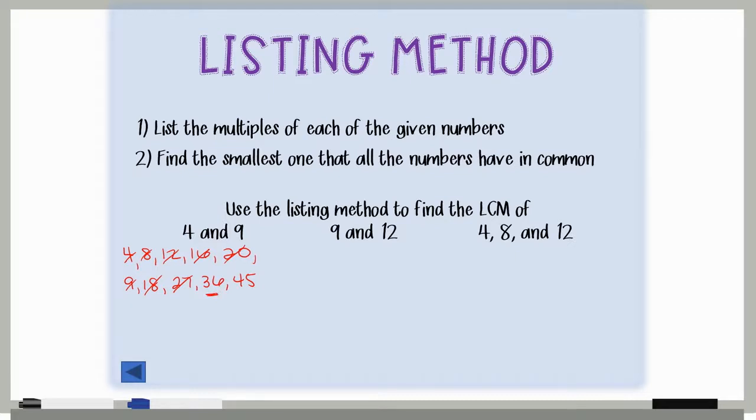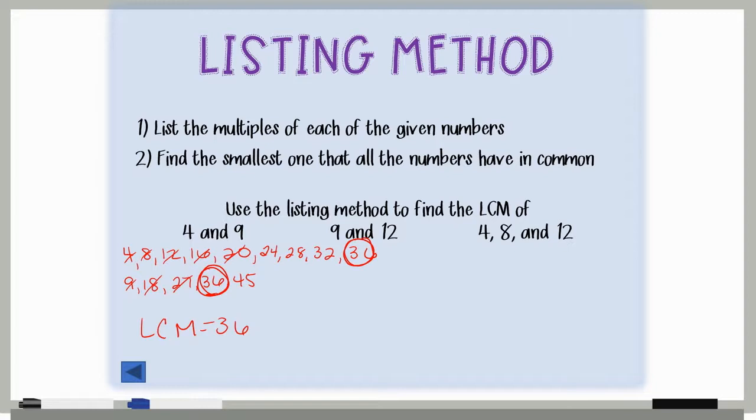Because it doesn't make sense to keep adding on to the list of 9 when I'm not even to the 30s yet for the 4. So here I have 24, 28, 32, and 36. And look at that. It just so ended up that 36 is that least common multiple. So I would have added all these extra numbers to my list of 9 for no reason. So the LCM of 4 and 9 is 36.